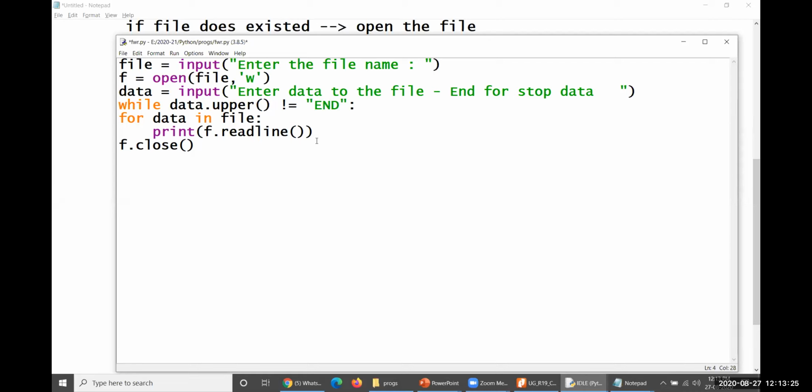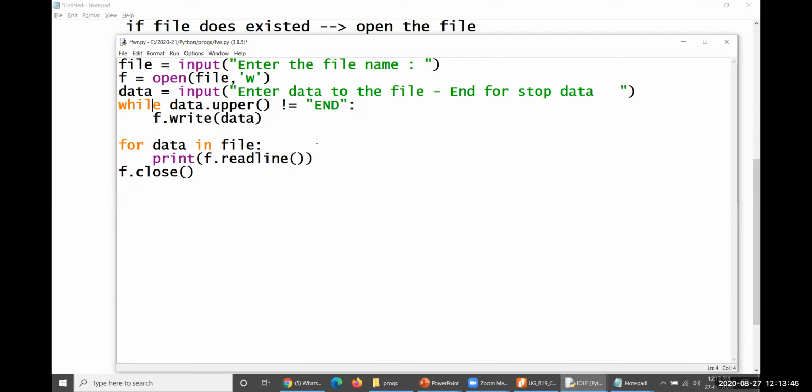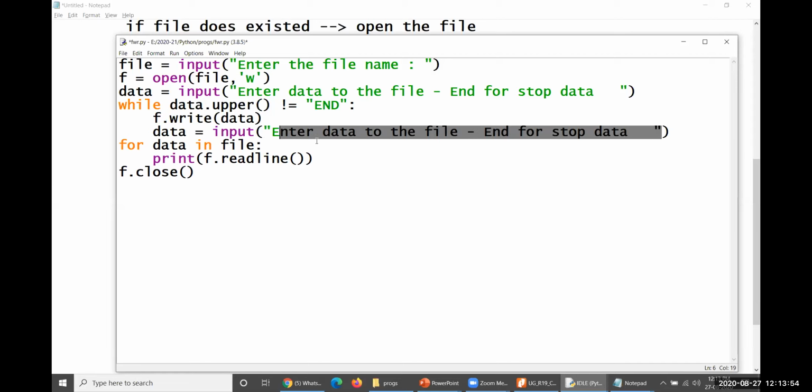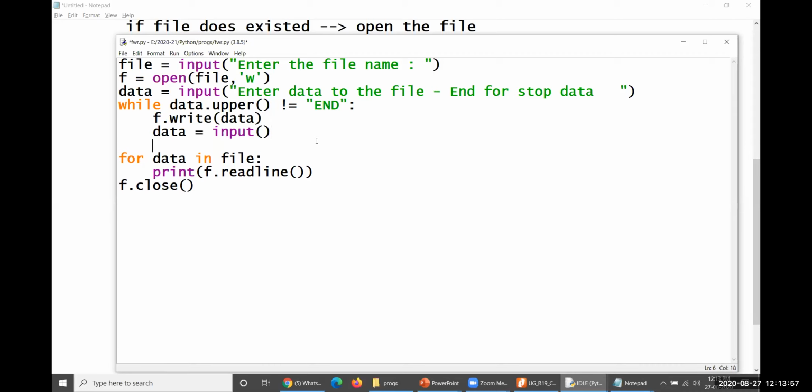Until then, you have to read the data and place it onto the file. So for placing onto the file, f dot write of data. Whatever data you entered, that will be placed onto the file. Then afterwards, you have to take input one more time, so the data will be taken from the user again. After completion of this, f dot close. I told you, after writing onto the file, it must be closed. Yes, closing is over.